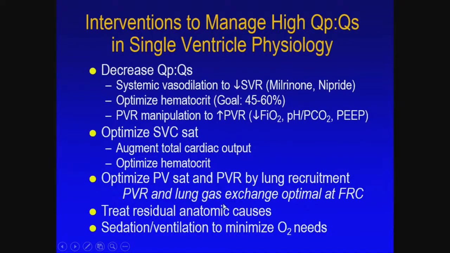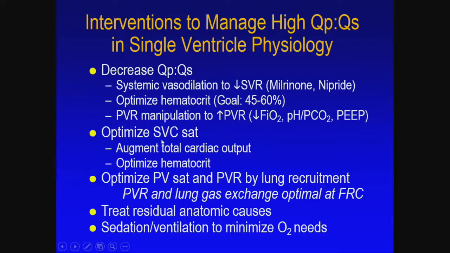Okay, so how do you manage it? Systemic vasodilation. So what you do is you decrease the SVR, so you're promoting more blood flow into the systemic circuit. Milrinone or nipride, optimize hematocrit. In a single ventricle patient, this is always important. Optimize hematocrit. PVR manipulation: to increase PVR, decrease FiO2, we talked about this. Increasing PEEP, positive pressure, will increase the mean airway pressure and increase the PVR.